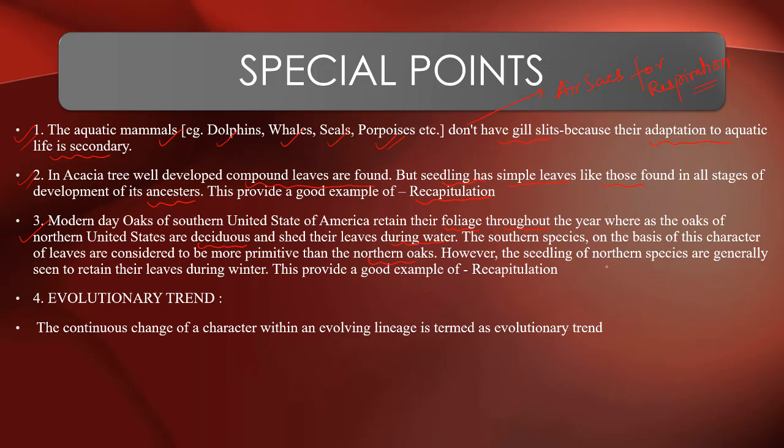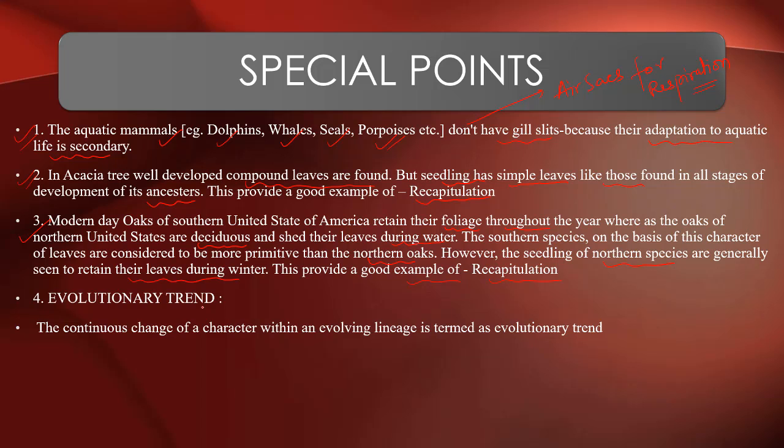Okay. However, the seedlings of northern species are generally seen to retain their leaves during winter. This provides a good example of recapitulation. During seedling germination, the northern species actually retain their leaves. But the adult northern American oak trees actually shed their leaves. Okay. So this is the evidence from the recapitulation theory given by Ernst Haeckel, proposed by Mueller: ontogeny repeats phylogeny.